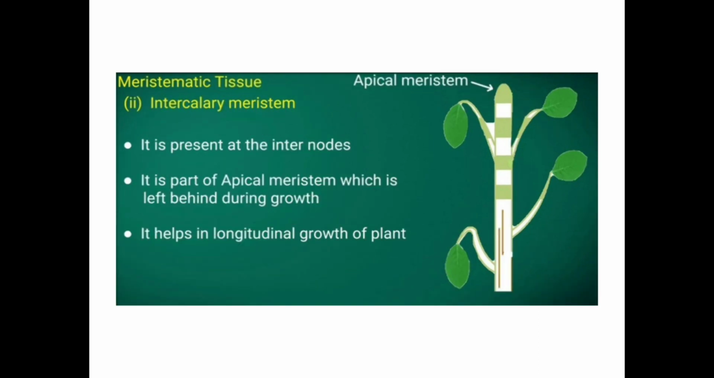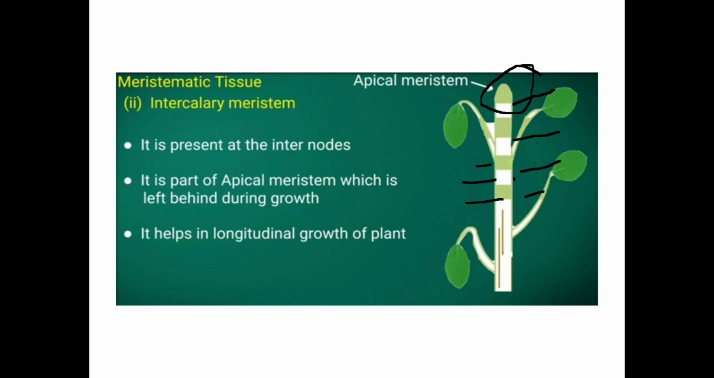Then the next one is intercalary meristem. I already told you this is apical meristem; the next one is intercalary meristem. It is present at the internodes. Internodes means the gap between the nodes. So what is a node? This point, this point and this point, these are the nodes. So this gap, this white portion, is called the internode. It helps in the longitudinal growth of these internodes.